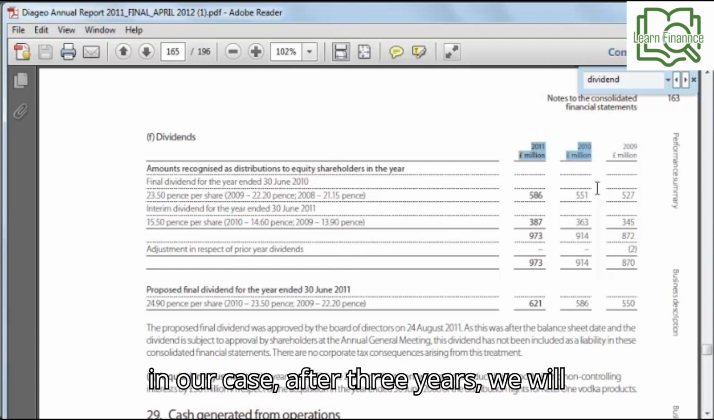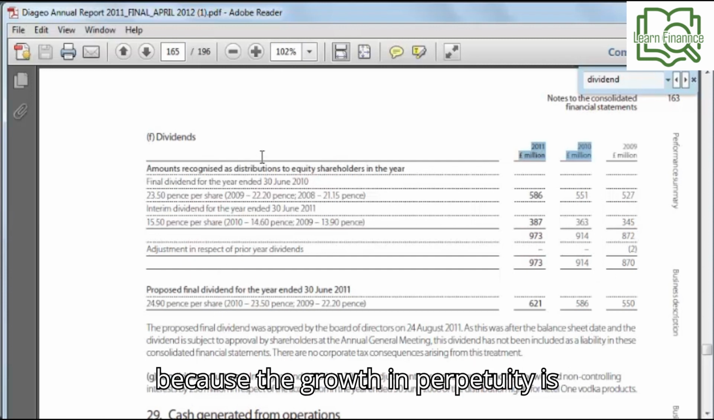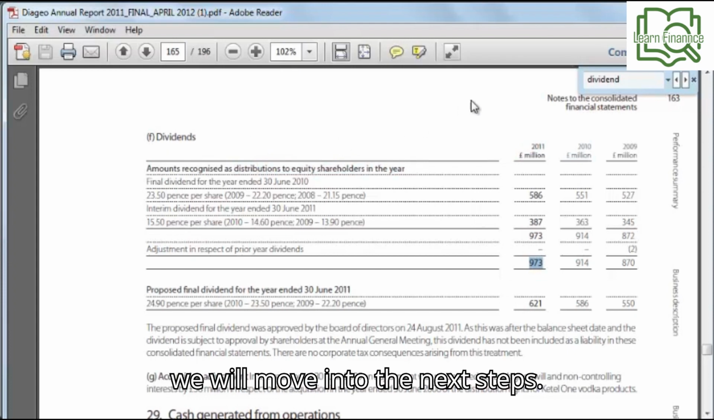So, in our case, after 3 years, we will apply a 5% growth rate instead of 25%, because the growth in perpetuity is expected to be 5%. In the next video, we will move into the next steps.